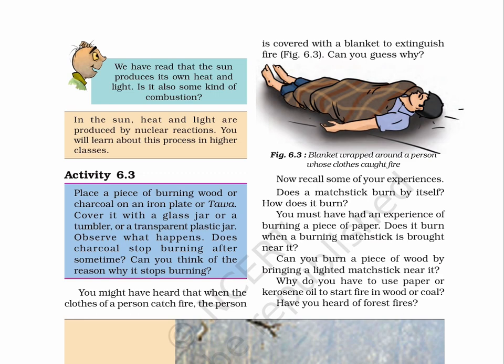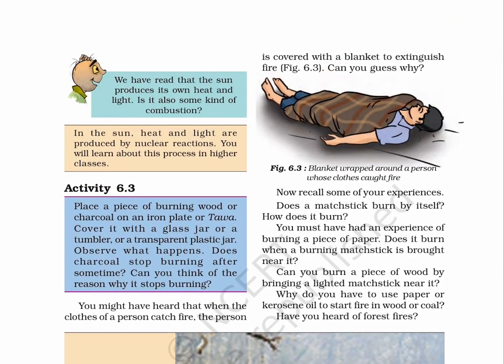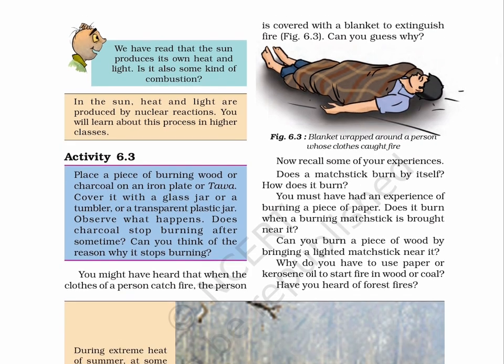Activity 6.3. Place a piece of burning wood or charcoal on an iron plate or tawa. Cover it with a glass jar or a tumbler or a transparent plastic jar. Observe what happens. Does charcoal stop burning after some time? Can you think of the reason why it stops burning? You might have heard that when the clothes of a person catch fire, the person is covered with a blanket to extinguish fire, as shown in Figure 6.3. Can you guess why? Figure 6.3 depicts a blanket wrapped around a person whose clothes caught fire.